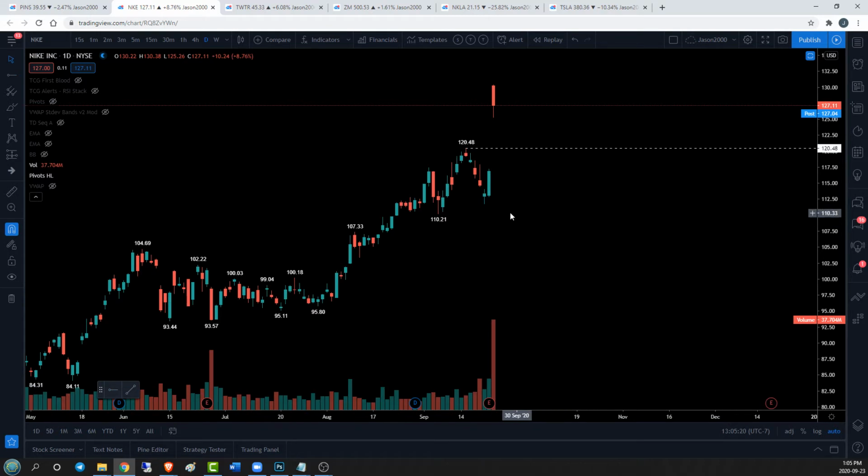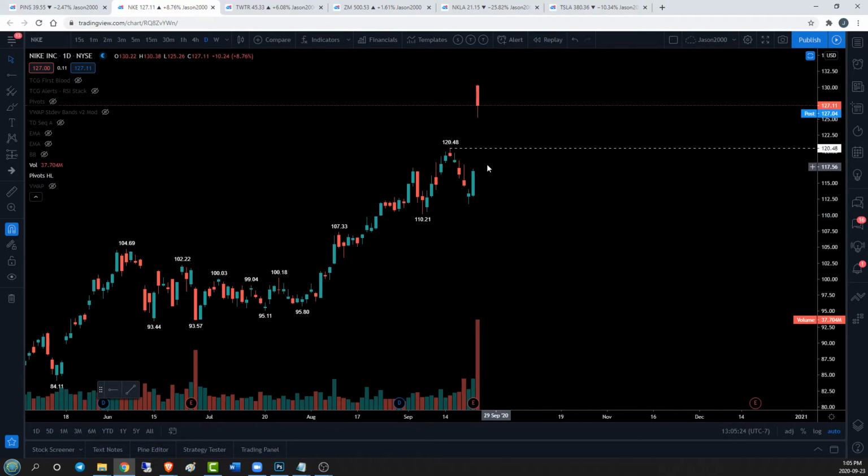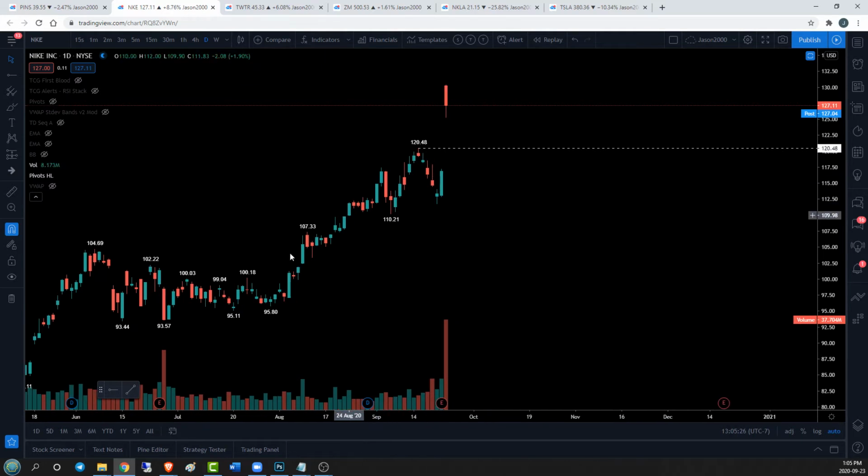On the daily time frame, we have former resistance possibly coming into support at 120.48, and we've had an overall uptrend on the daily time frame, which means bulls are going to be very, very happy with their long positions, and that resulted in a lot of profit taking today. We can see a red close, and we can see quite a bit of downside pressure.